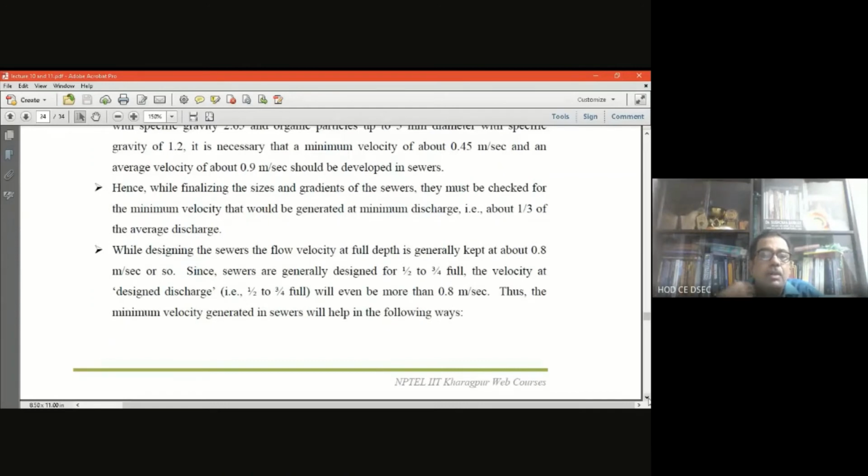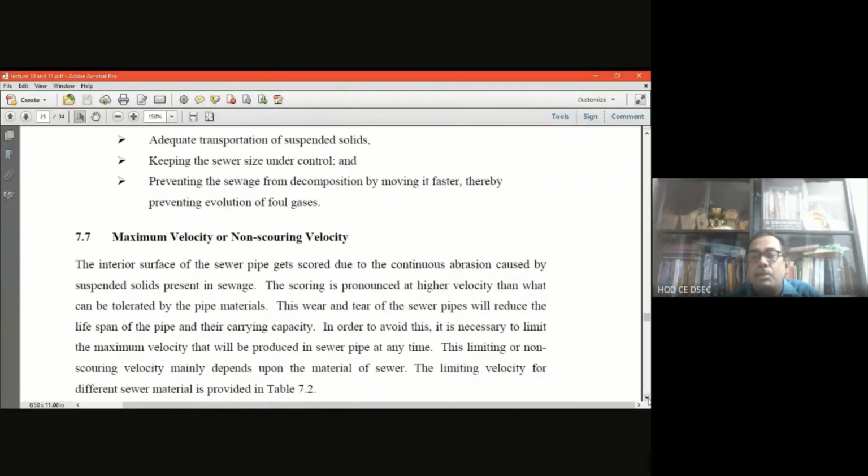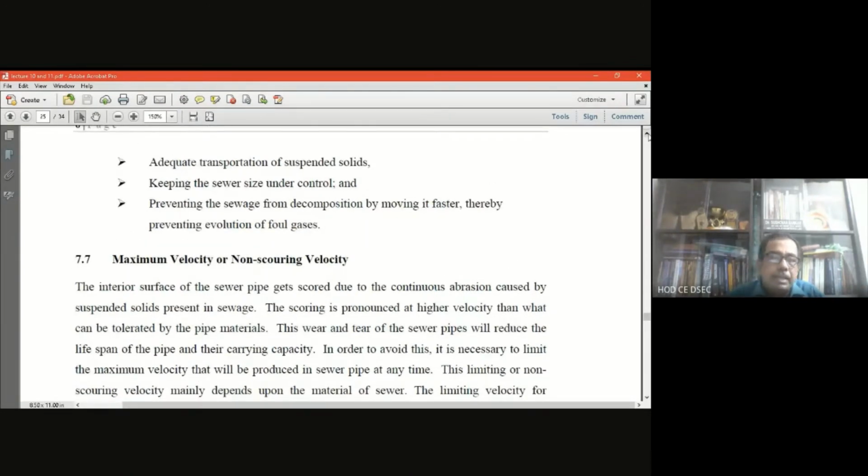Minimum velocity or non-silting velocity will help in the following ways: adequate transportation of suspended solids that will be carried along with the flow of the sewers, keeping the sewer size under control, so it will not allow choking of the cross section. So the size of the sewer pipe will be maintained, preventing the sewage from decomposition by moving it faster, thereby preventing evolution of foul gas. So these are the advantages we get from maintaining the minimum velocity in the sewer.